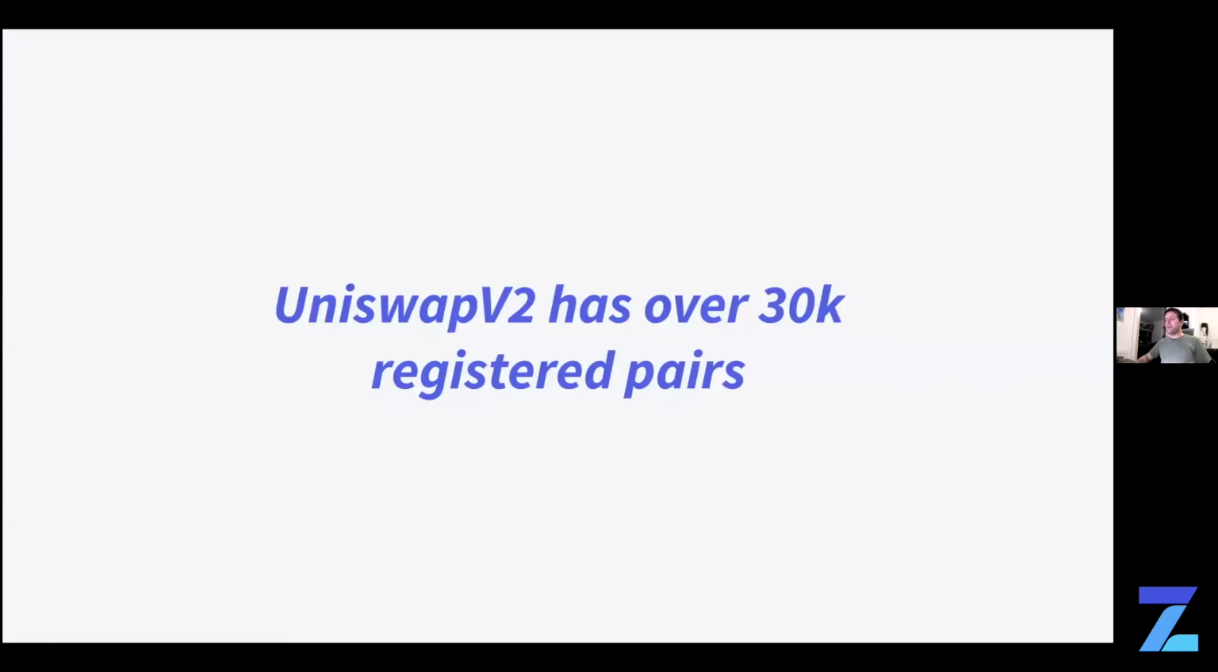The first one is Uniswap. Uniswap, in version 2, which is the current version, has over 20,000 registered pairs. So that means that there are 20,000 liquidity pairs for the Uniswap protocol. And for those that may not be familiar with it, how Uniswap works is there is a component called the router that is useful to build complex trading operations. But behind this router, what happens is there are liquidity pairs.